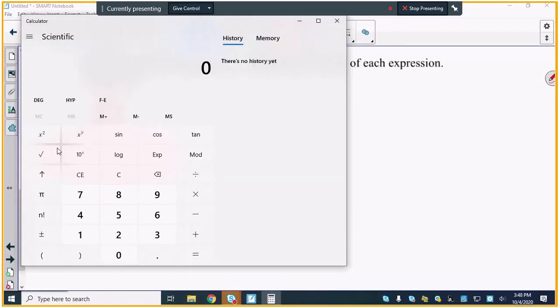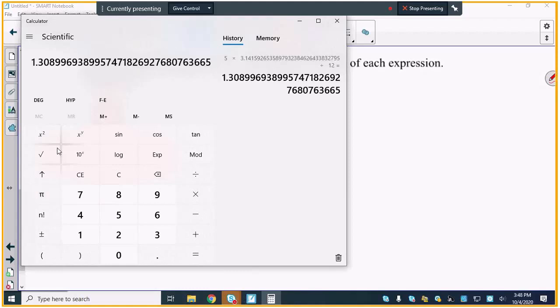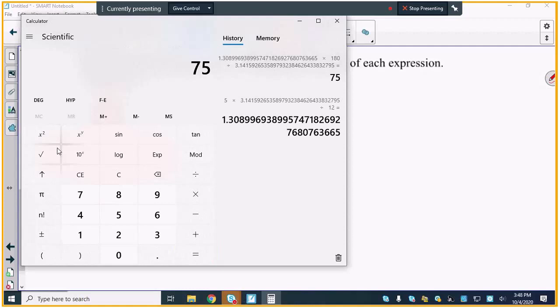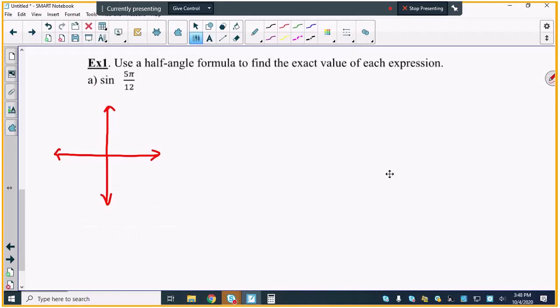So what I will do is 5 times pi and I will divide it by 12. This is the radian measure, multiply by 180, divide by pi. So 75 degrees. So clearly this is in the first quadrant. So that's what I'm going to first say. So that is 5 pi over 12 in the first quadrant. So that is going to be positive. So the half angle formula will tell you I don't have to write the absolute value anymore because it is in the first quadrant. I know that my answer is going to be positive.